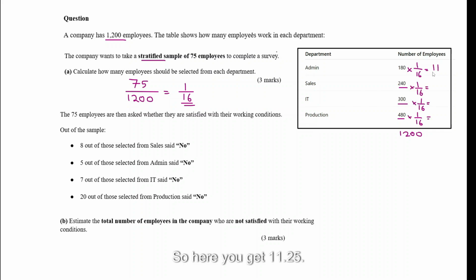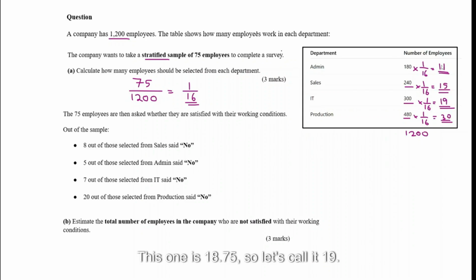So here you get 11.25, but obviously it's a number of employees. It has to be a whole number. So let's go with 11. This one here is 15. This one is 18.75, so let's call it 19. And this one here is 30.